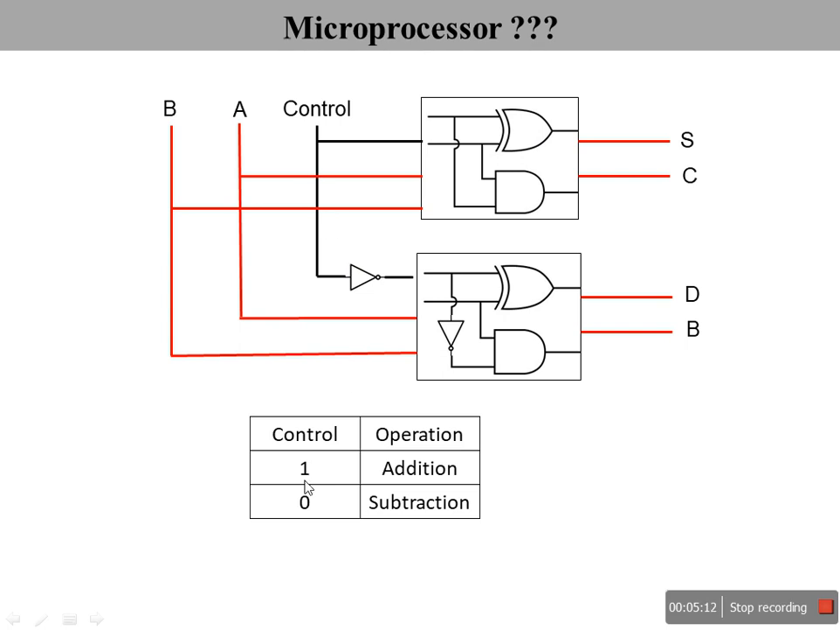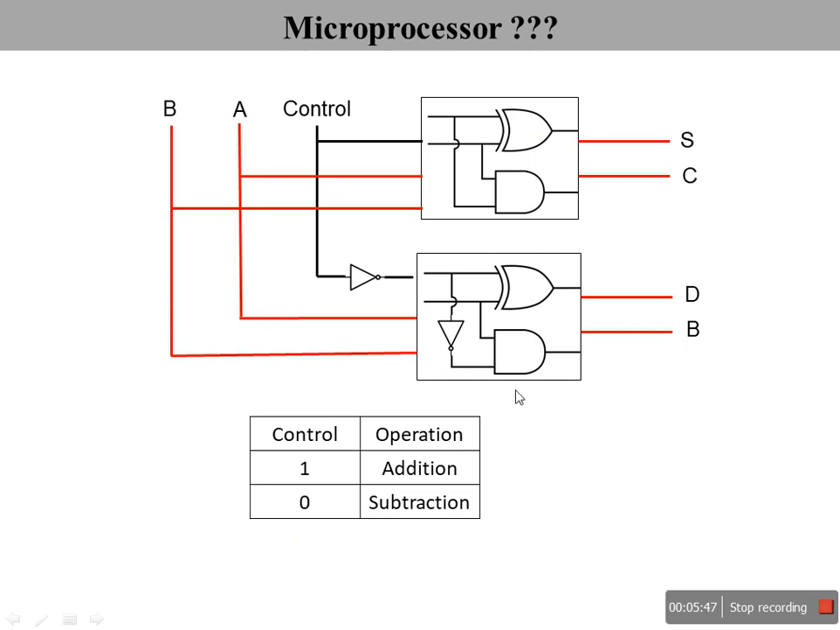If control is 1, then this block will be selected and this block will be deselected. So whatever the input lines are here, A and B, they are directly connected to this adder. Now this particular block, based on the logic available on this control, will function as an adder. Okay, now if control line is 0 here, what happens? This 0 will be applied to this block and this will be disabled, and 0 after inverting it gives 1 and this will be enabled.